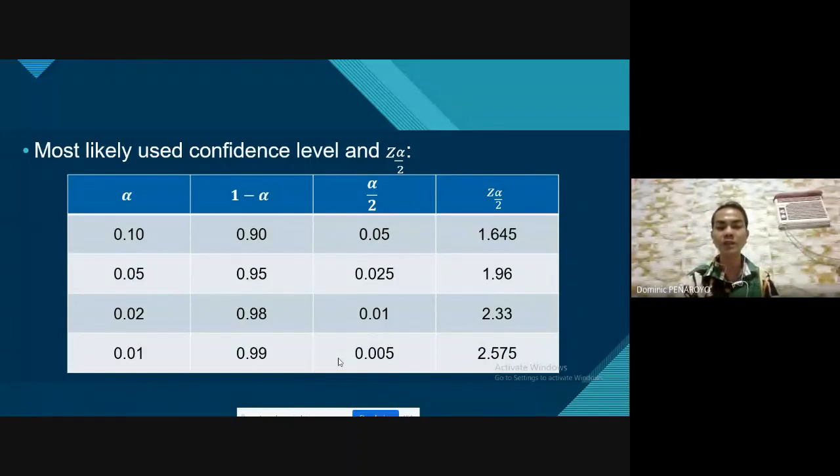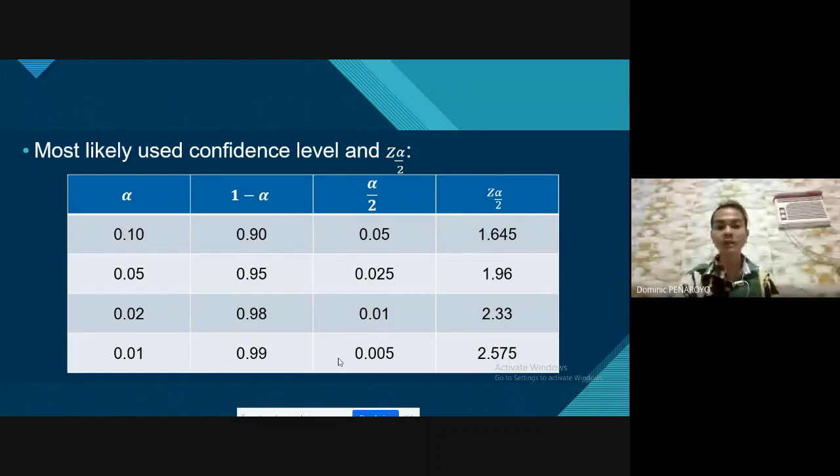Now we have here alpha over 2, meaning to say you divide the tail into two parts, the left and the right tail. Alpha divided by 2 for the 90% confidence level is 0.05. For 95%, 0.025. For 98%, that's 0.01. And for the 99% confidence level, alpha over 2 is 0.005.